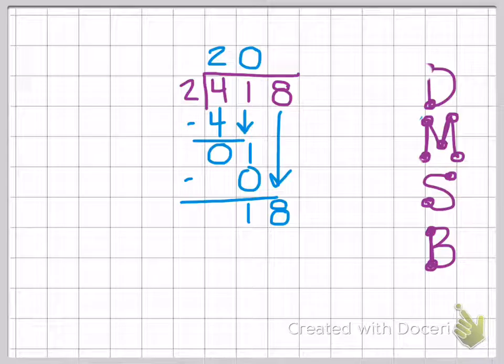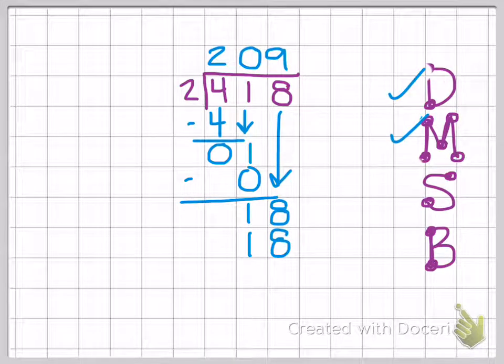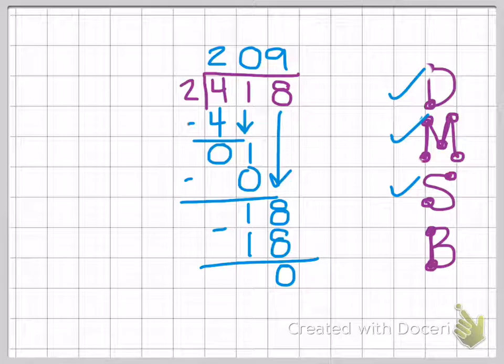So what we're going to do is 18 divided by 2. 18 divided by 2 is 9. Now we multiply. 9 times 2 is 18. Now we subtract. 18 minus 18 is 0. There are no other numbers to bring down. I have 0 left, so I have no remainder. So the answer is 209.